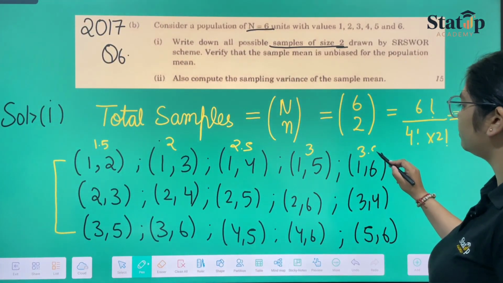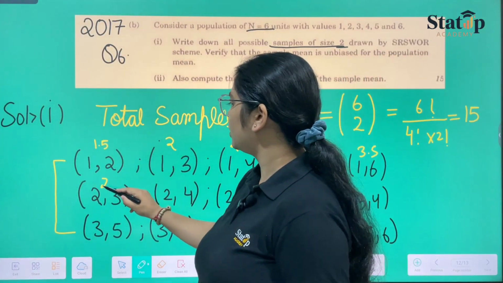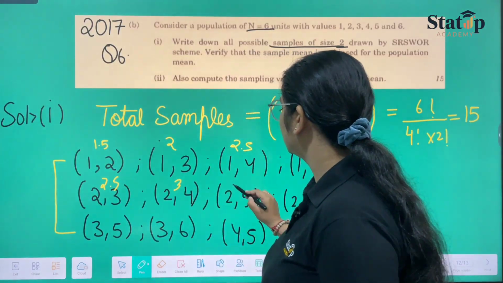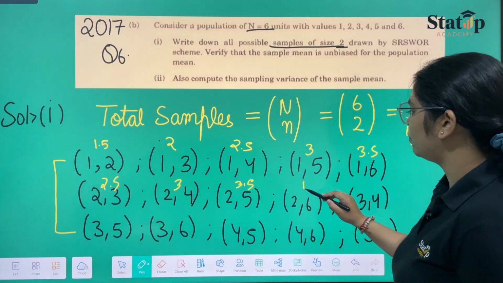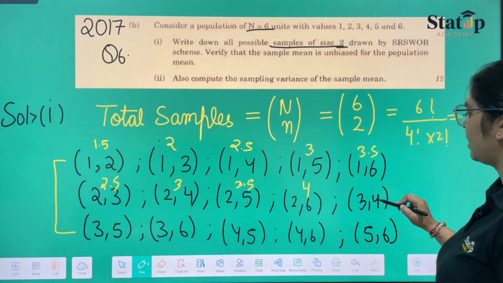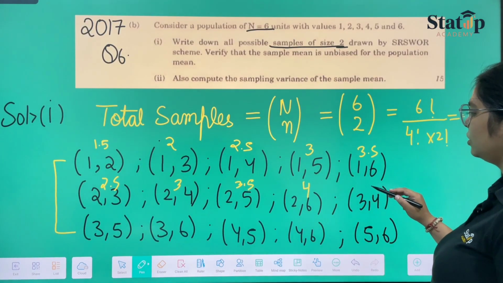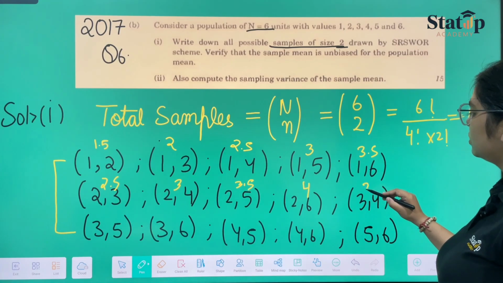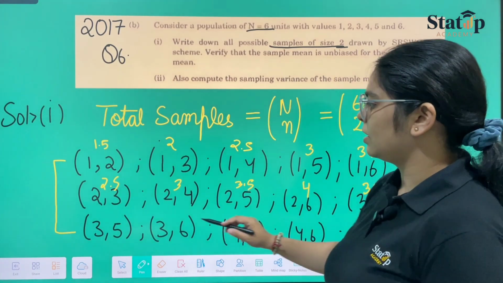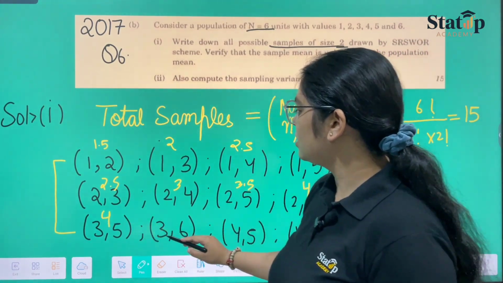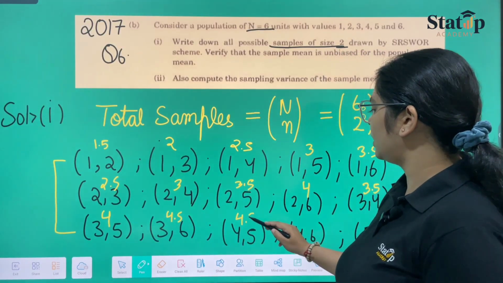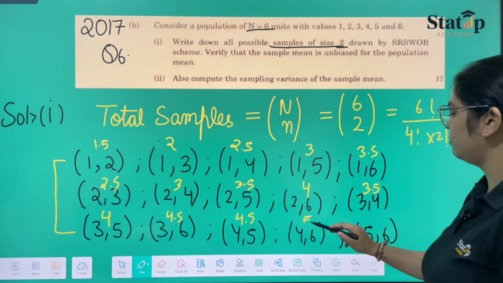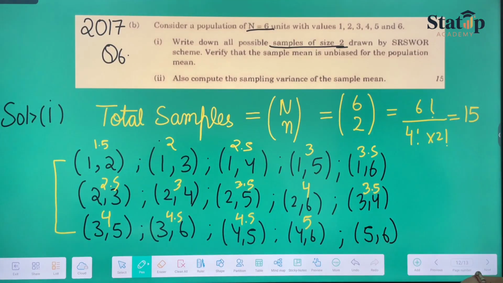3, 3.5, then 2.5, 3, 3.5, then 4, and 3 plus 4 will be 3.5. This will be 4 again. This will be 4.5, this will be 4.5, this will be 5, and this will be 5 plus 6, which is 11, so 5.5.